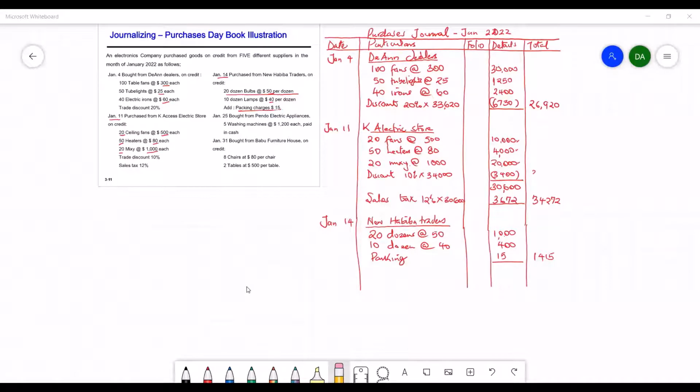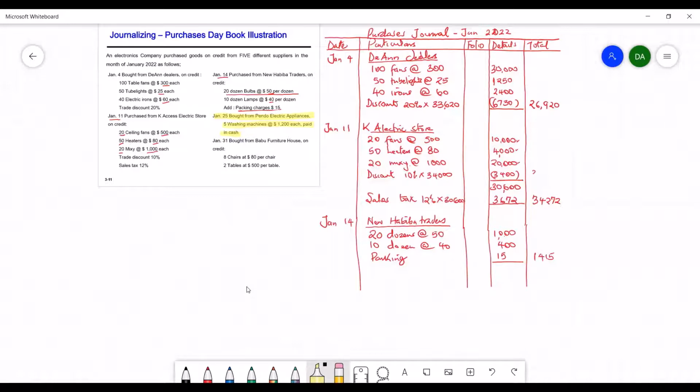On January 25, the company bought from Pendo Electric Appliances 5 washing machines at $1,200 each and paid in cash. Now, this particular transaction is not going to be recorded in the purchases journal because it is a cash transaction. Cash transactions are supposed to be recorded in the cash book and not in the purchases or sales journal.